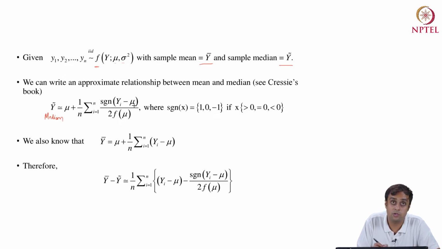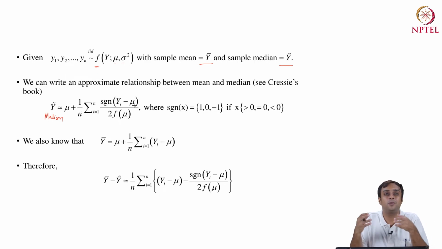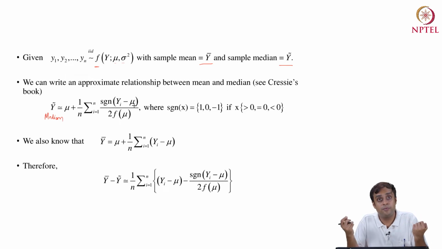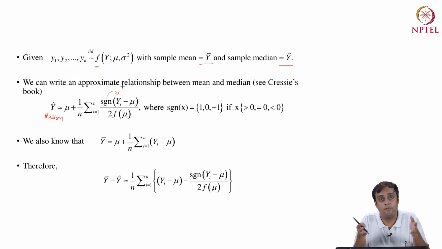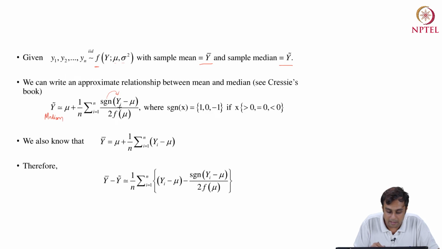1 over n summation i equals 1 to n of sgn, which means the sign, of yi minus mu. So I'm not really documenting yi minus mu, but just the sign of it, right? If yi is greater than mu, I just have a 1. The sign operator simply codes it into 1. If they're exactly the same, it codes this to be 0. If yi is less than mu, I simply have a minus 1. It doesn't matter what the quantum of yi minus mu is. And in the denominator, I have twice the frequency of the level of mu, the occurrence of the mean in this distribution, right?